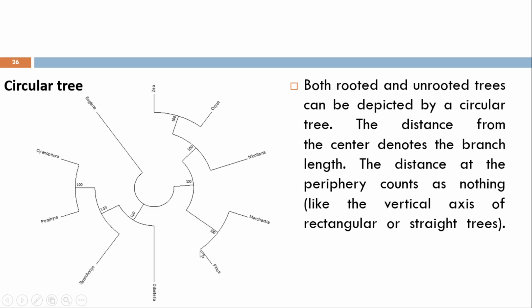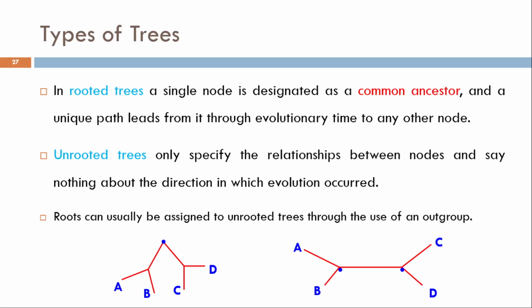Just like in the case of the rectangular tree, we have the vertical line. Likewise, the peripheral line is there, and this peripheral line doesn't have any meaning at all, right? The only thing that matters is the branch length. Branch length matters, and this peripheral line doesn't have any meaning at all. Okay, so these are different representations of the phylogenetic tree.